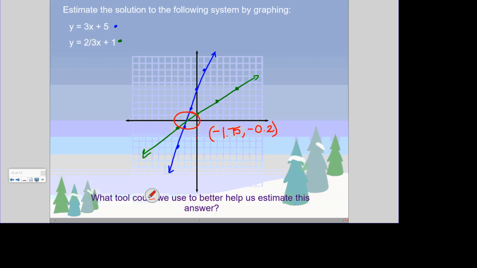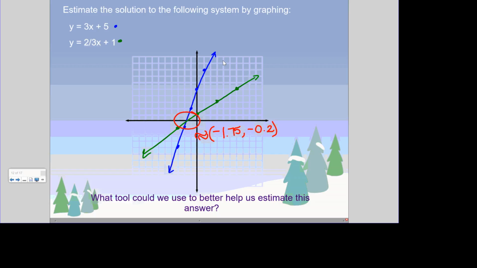Okay, so this would be an estimation, and this is again why the graphing method isn't always the most exact method. We will learn ways to calculate this more precisely and get the exact intersection point, like I said earlier.